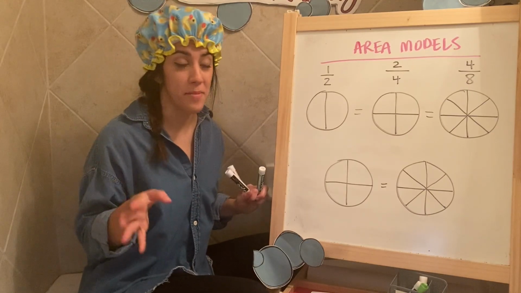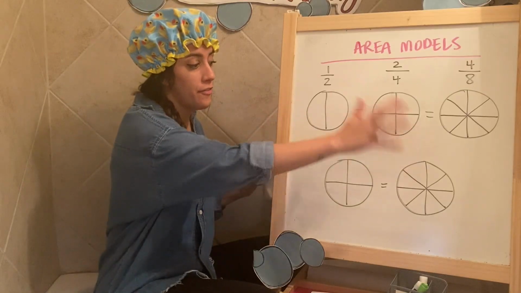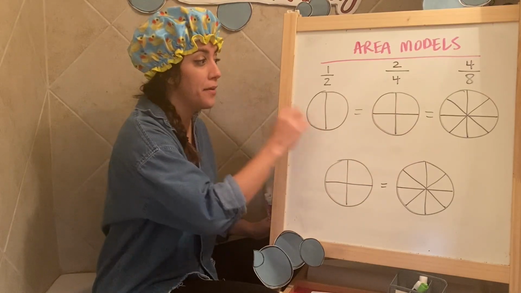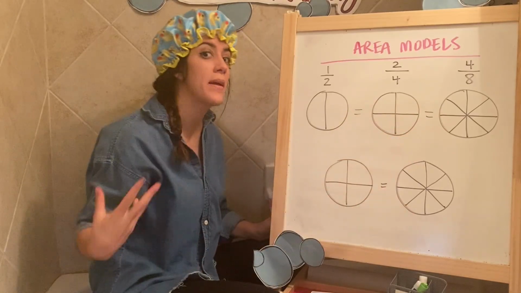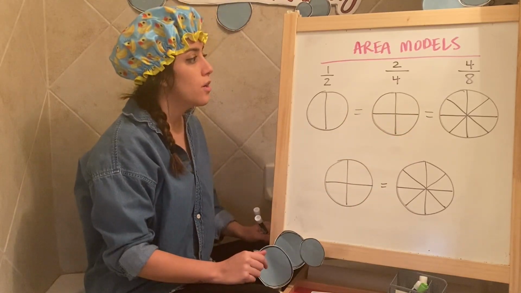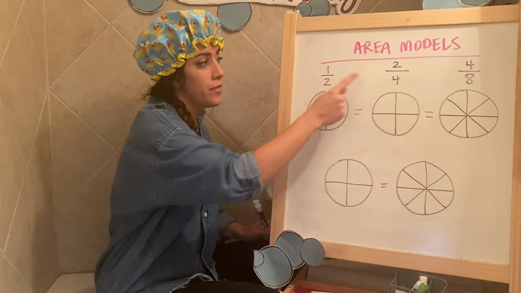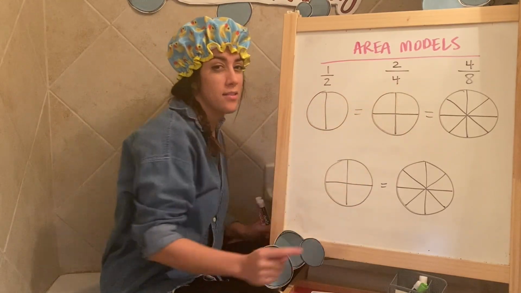Okay, let's start with area models. I have 5 different circles here, and I'm going to show you how these 3 can be the same and all equal fractions, and how these 2, we can make a different example together. So at the top, you see 1/2 equals 2/4 equals 4/8.